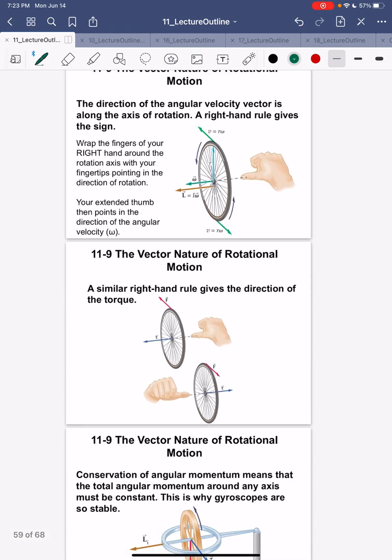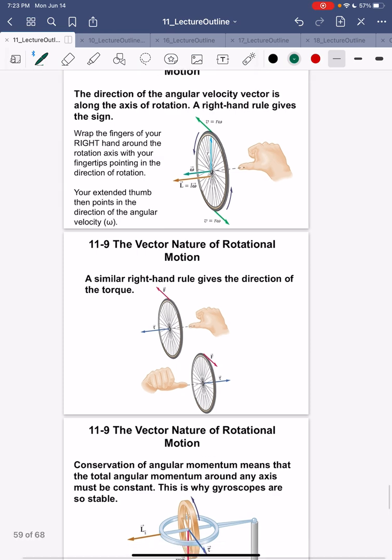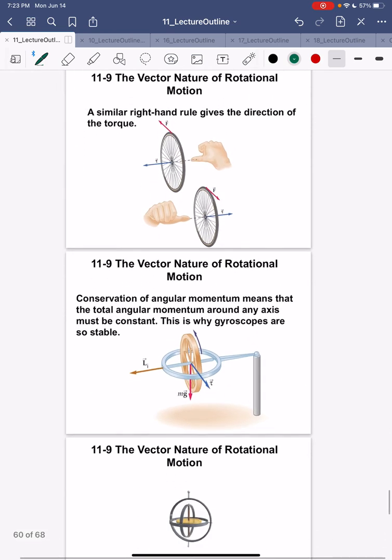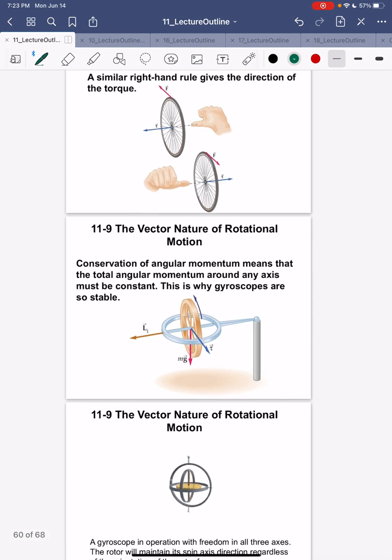Also, torque, remember, we said it's a vector quantity. Usually we use the plus and the minus for the torques, like clockwise, but the actual direction of the torque is also determined by the right hand rule. You curl your fingers in the direction of the rotation, and your thumb is going to give you the direction of the torque.